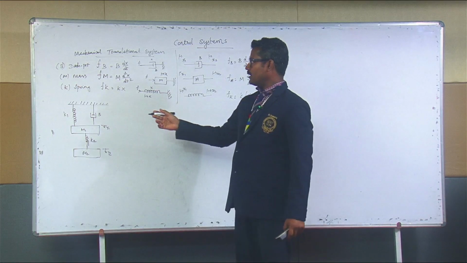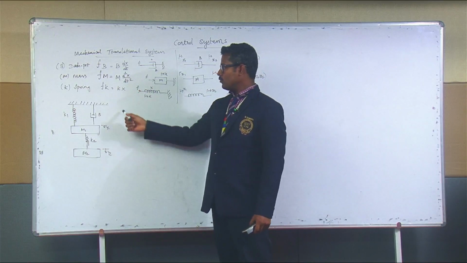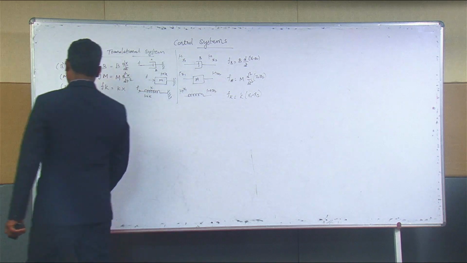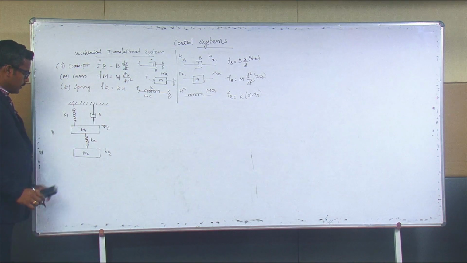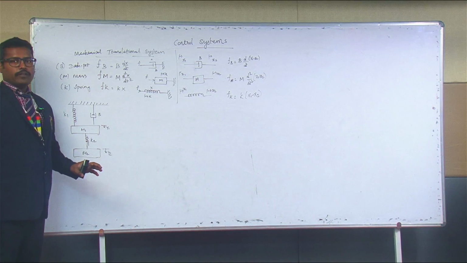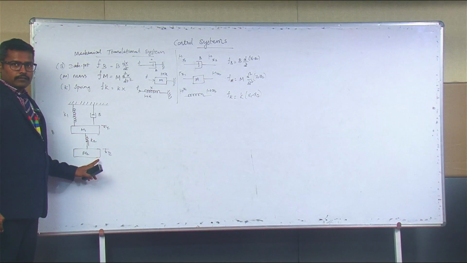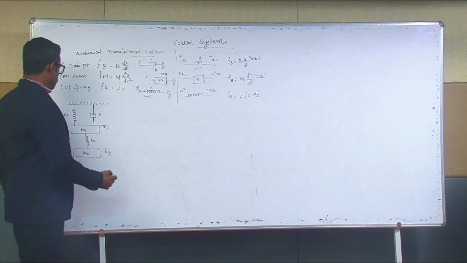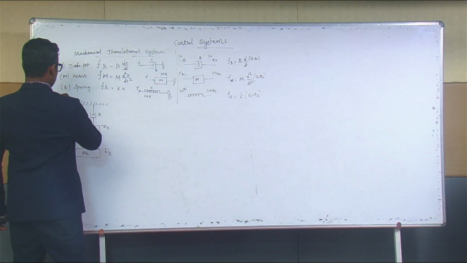In a mechanical system we make all the masses nodes. We are going to derive the mathematical equation for this mechanical system, the first problem. First we have to write the free body diagram for mass 1, then the free body diagram for mass 2. So first we write the free body diagram for mass 1.